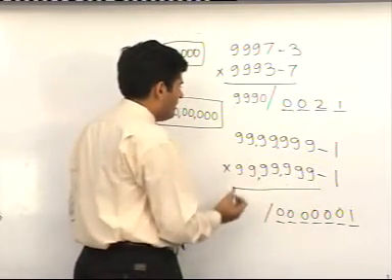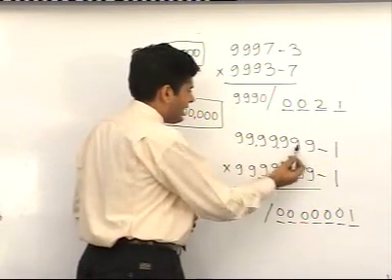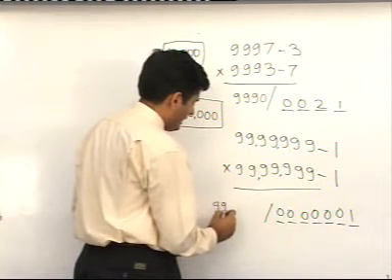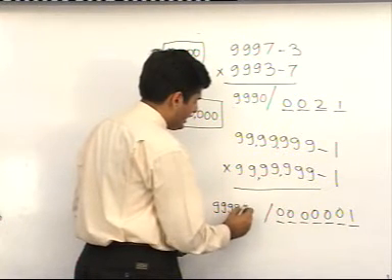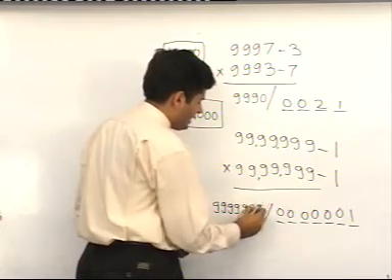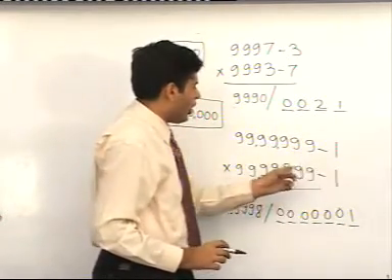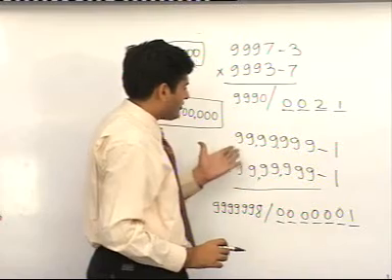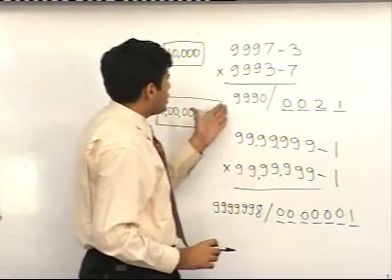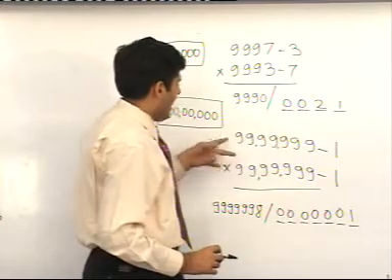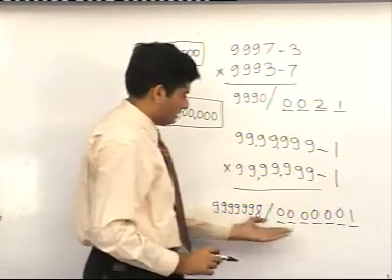Even in this example, 9999999 minus 1 will become 9999998. So this is your final answer. You could have taken this way or this way. In either case it would have given you the correct answer. So 9997 into 9993 is this, and the product of these two is this.